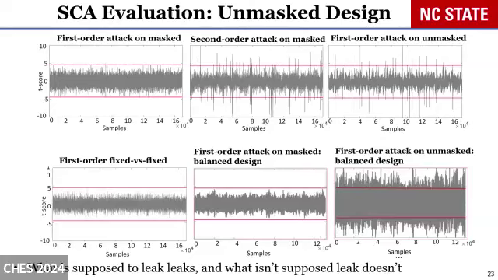The bottom left two figures are the balanced design, which is more parallelized, and we have the same story there. When you turn the randomness on, first order attacks do not succeed, but when you turn the randomness off and make the design unmasked, then the first order attacks succeed.